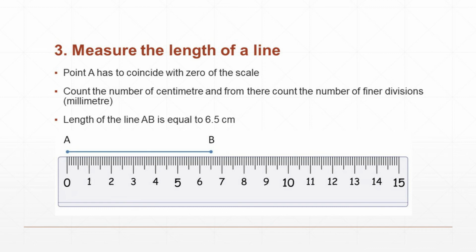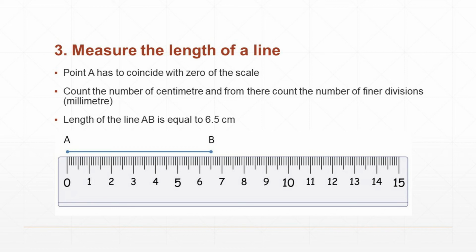Once again I'll tell you. In this smaller scale, the numbers are from 1 to 15. The distance between 0 and 1 or 1 and 2 denotes a centimeter, cm. Then notice between 1 and 2, when you count, there are smaller markings. If you count, there will be 9 such lines. The distance between any two consecutive smaller markings within a centimeter denotes a millimeter, that is mm.